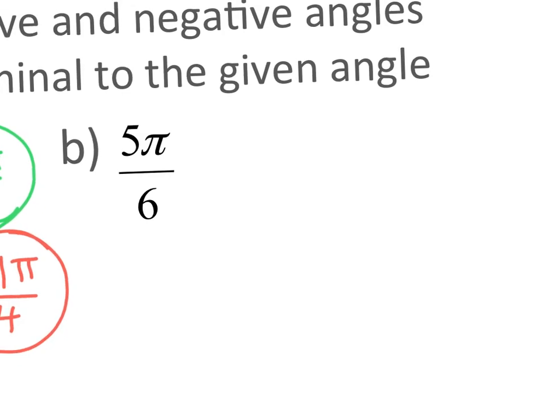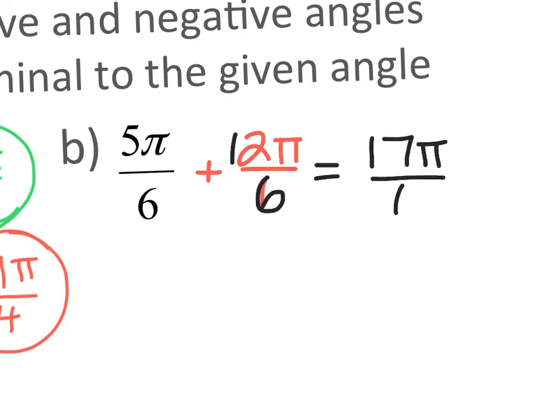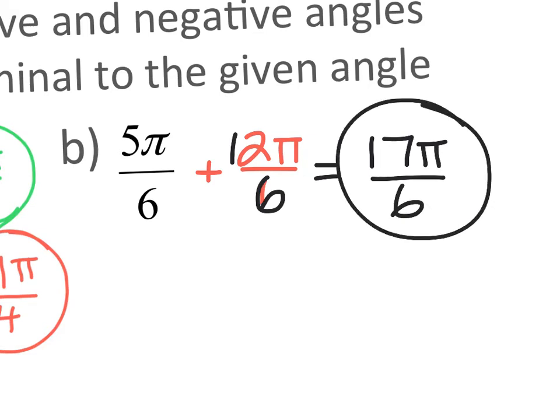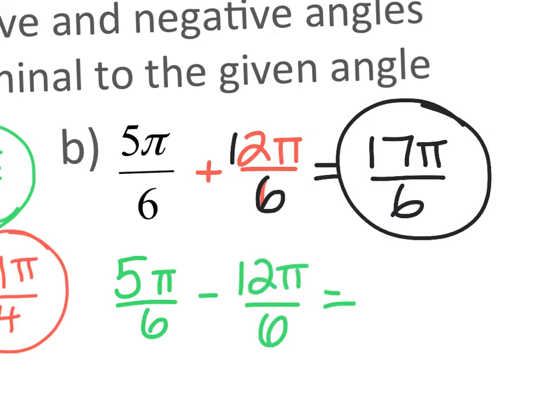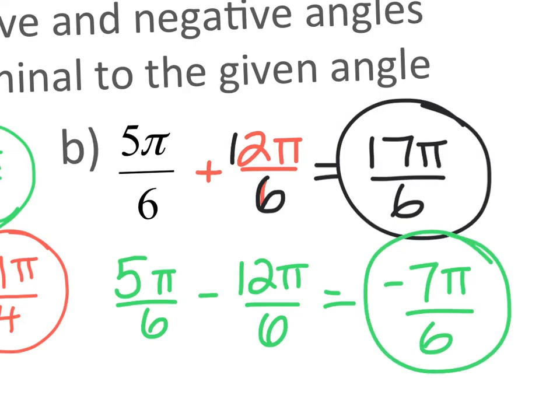And then B, 5 pi over 6, add 2 pi to it. Now my denominator needs to become 6. So this is 12 pi over 6, and I get 17 pi over 6. That's my positive coterminal. And then 5 pi over 6 minus 12 pi over 6. And I get negative 7 pi over 6. There's my negative coterminal.